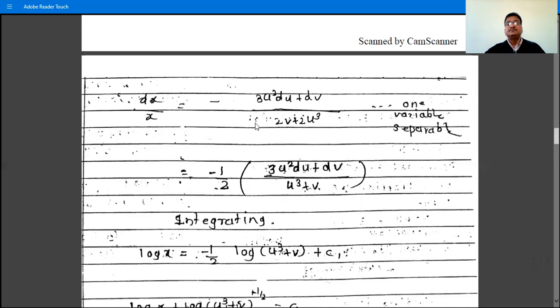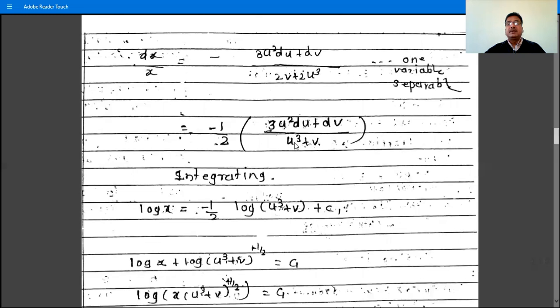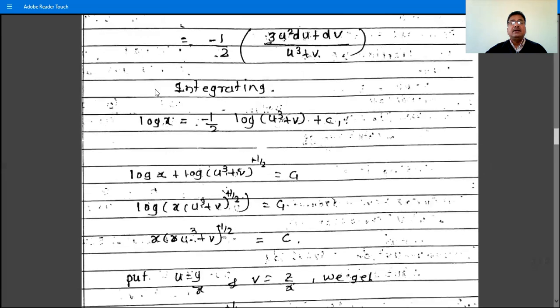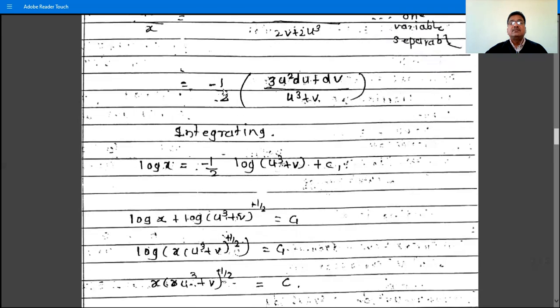And what is that function? If we obtain the derivative of this denominator, then it is what? If we take 2 as common, so we have this 3u square du plus dv divided by u cube plus v. And if you find the derivative of this denominator, then it is 3u square du plus dv, that is the numerator. And so after integration, we have integration of 1 by x is log x minus 1 half this, and the integration of this factor is what? Log of u cube plus v, by using the rule integration of f dash x divided by f x is log f x plus constant of integration.